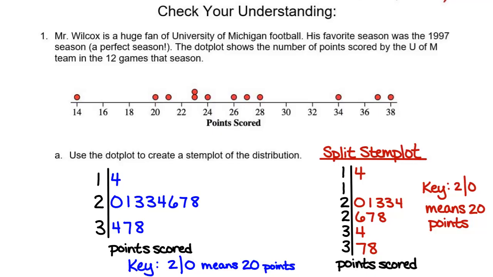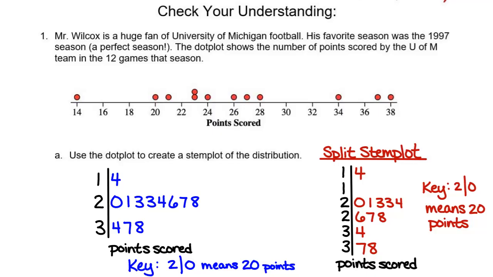Yes? What's the point of the split? What does it do? In comparison with the other one, here we only have 12 pieces of data. I want you to imagine that we had 50 pieces of data, and how long some of these tails would get. In that case, doing a split stem plot, instead of making it so long on the page, kind of bumps it out this way.